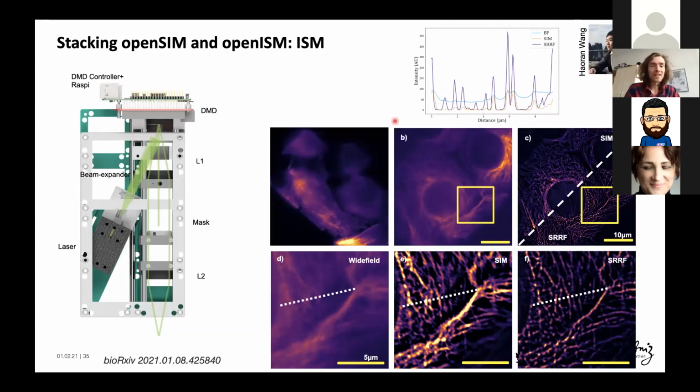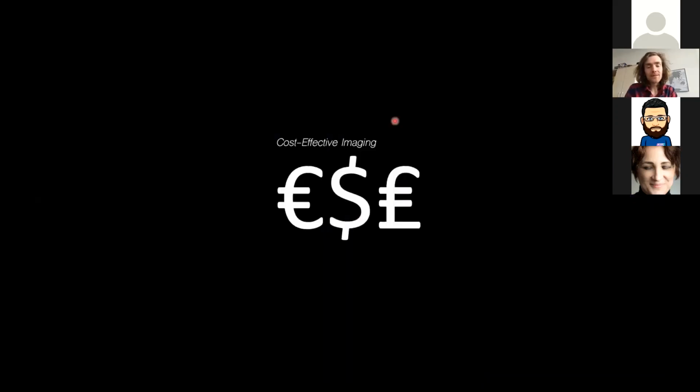So the whole setup can be replicated. It's all documented in the paper and also in the GitHub. It's roughly €1,000 for both modalities. Right. So the power in your pocket.